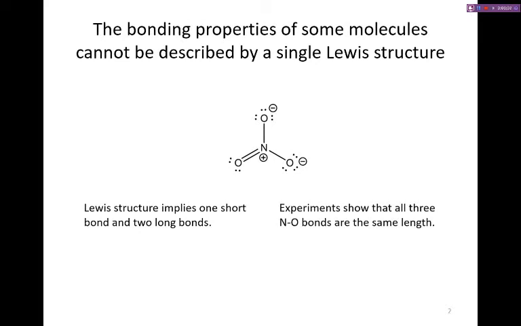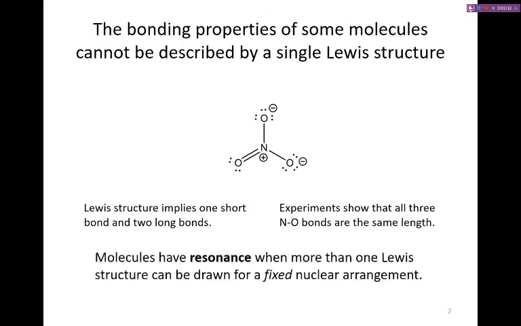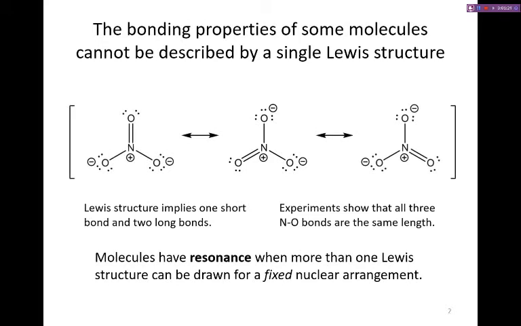And what this means then is that the structure as we've drawn it is not accurate. It does not accurately depict what we observe in real life. And so a molecule, we say, has resonance when there's more than one Lewis structure that can be drawn for a fixed nuclear arrangement. So what this might look like for nitrate is the following.